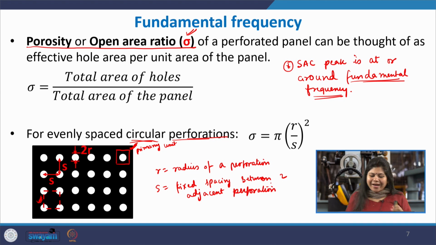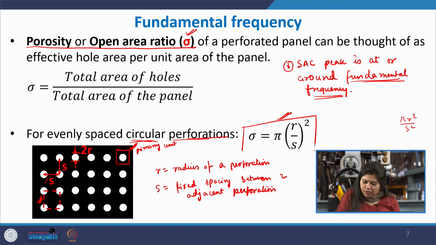Okay. So, in that case the porosity, as you can see, for one unit the total surface area of a repetitive unit is S, it is a square of side S. So, S square becomes the total area of the unit, and the whole area is the area of that single circle of radius r, which becomes pi r square. So, what you would get is pi r square by S square. So, ultimately this is your formulation for the porosity of this panel.